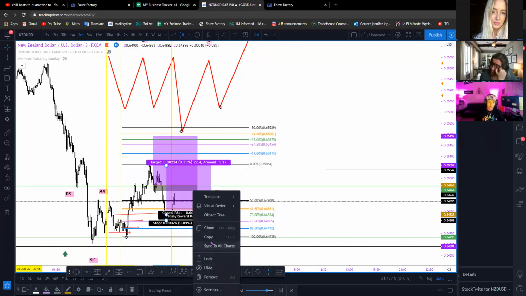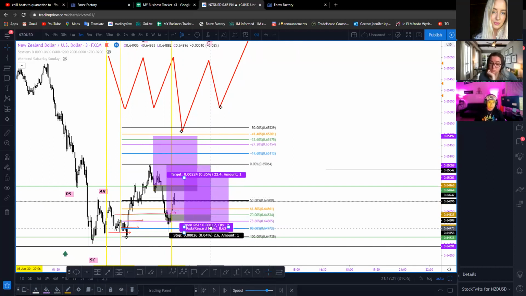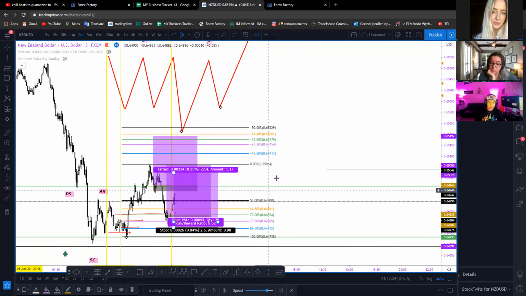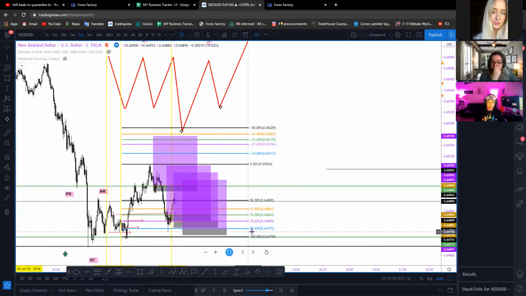Let's say we get another entry at 78 even. We would have lost that one as well, barely. But then we had another entry right here, and that one activated perfectly, at the 88.6. Even though we would have lost 3 times, we only lose 2% each time, so 6%. But even on a 1 to 8, exactly.